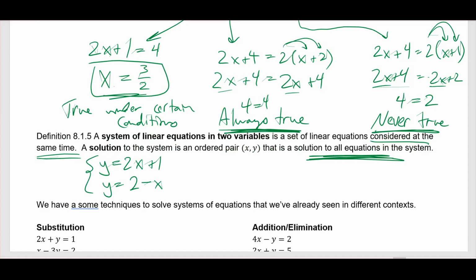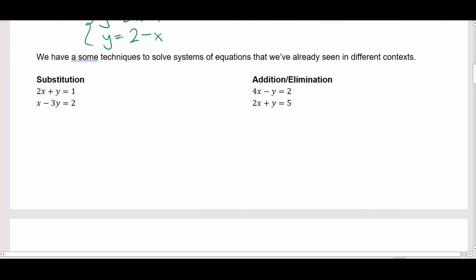So usually we'll put a little bracket there or the brace to indicate that we've got a system. But yeah, we've got two equations, both of them have two variables, and hey, it's a system of equations. And we can find a solution, right? We found the solution above for this one, and it's what made them both true. Okay, so we're going to have some techniques to solve systems of equations, and we've already seen them in different contexts. So for this one, we can talk about substitution first.